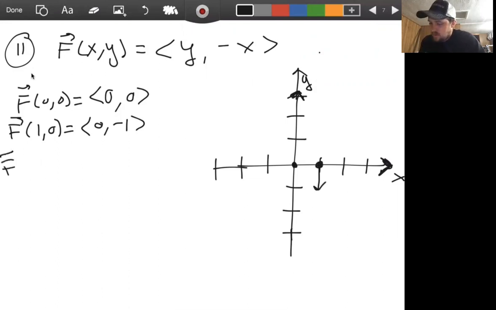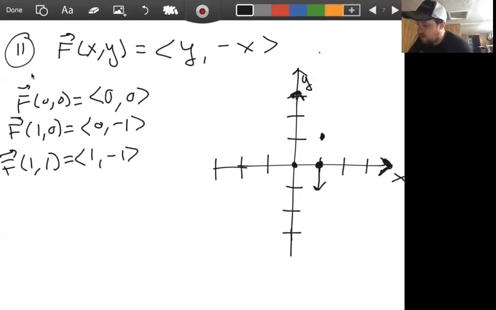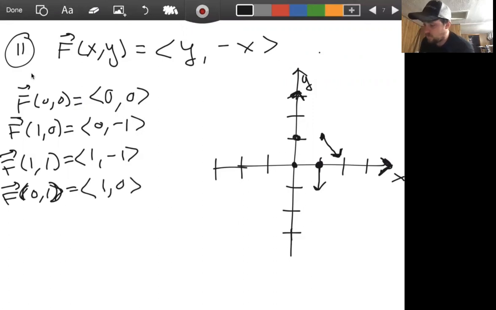Let's look at the point 1, 1. Well, then I'll get 1, negative 1, right? And so the base point is 1, 1. I'm moving 1 unit to the right and 1 unit down. So I get something like this here. And then let's pick f of 0, 1. Well, the point 0, 1 is going to give 1, 0. So at the point 0, 1, we have the vector 1, 0, which looks like this. Kind of matches up with that terminal point, right?